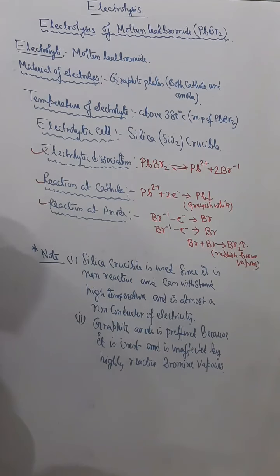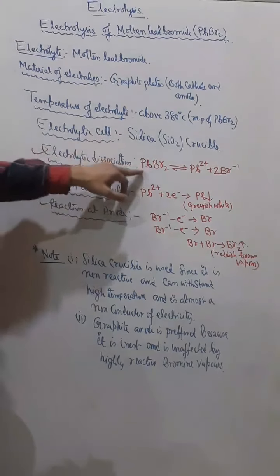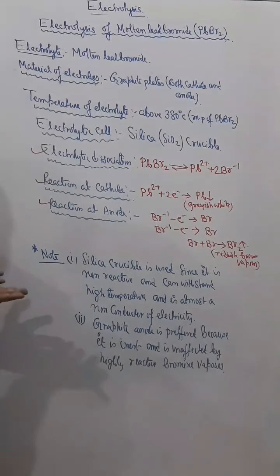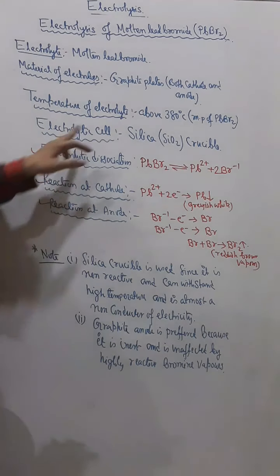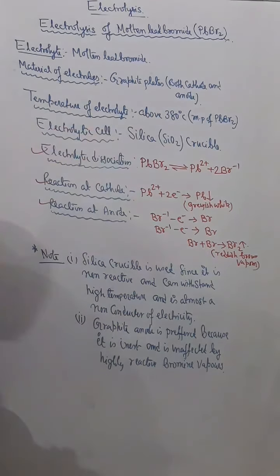Okay, now note, why are we using a silica crucible? Silica crucible is used since it is non-reactive, so it does not react with lead bromide, which is kept as an electrolyte in the vessel, and it can also withstand high temperature, because it's a very high temperature, 380 degrees Celsius. It is also almost a non-conductor of electricity, so the vessel does not conduct electricity.